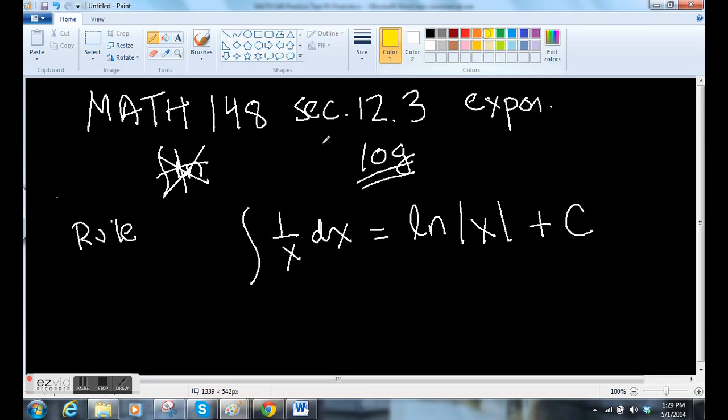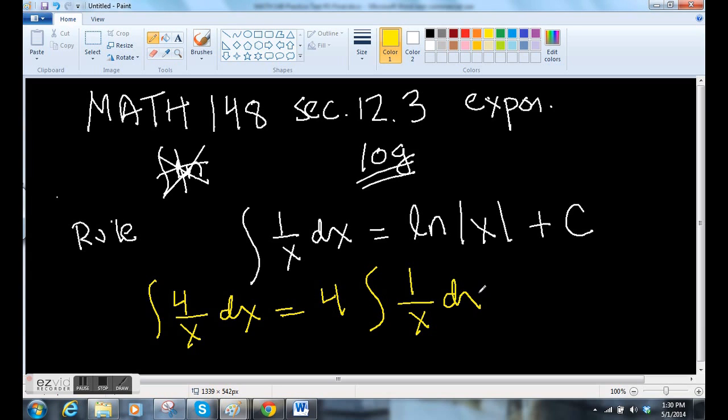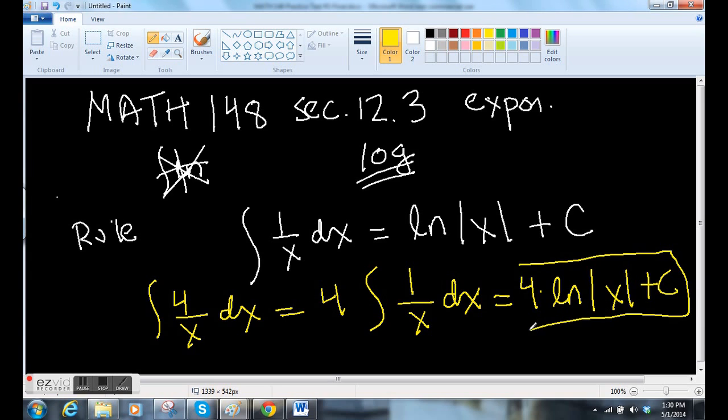Here's an example of this. Suppose I said, find the integral of 4 over x dx. Well, if you're sitting there alone with your paper, you'll say, I recognize this x on the bottom. So I'm going to take the 4 out in front because it is a constant. And that leaves me with 1 over x dx. And now I can use this nice formula and say that is equal to 4 times natural log of absolute value of x plus a constant. And you just leave it like that. Don't bother trying to simplify the absolute value. Okay, so that's rule number one.